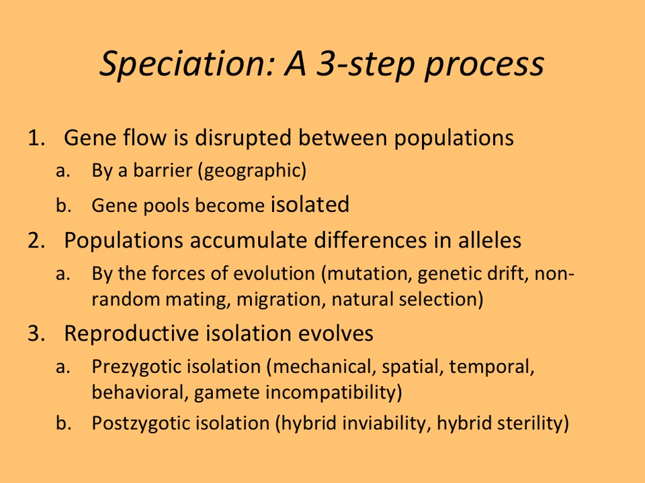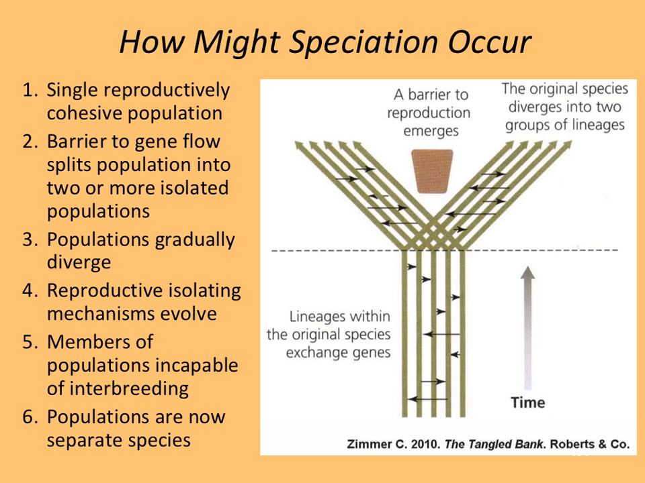So speciation is a 3-step process. Gene flow is disrupted between populations. Populations accumulate differences in alleles, and eventually reproductive isolation evolves. That means they can no longer breed together either, and we'll look at that. So here's kind of a schematic of how it is.